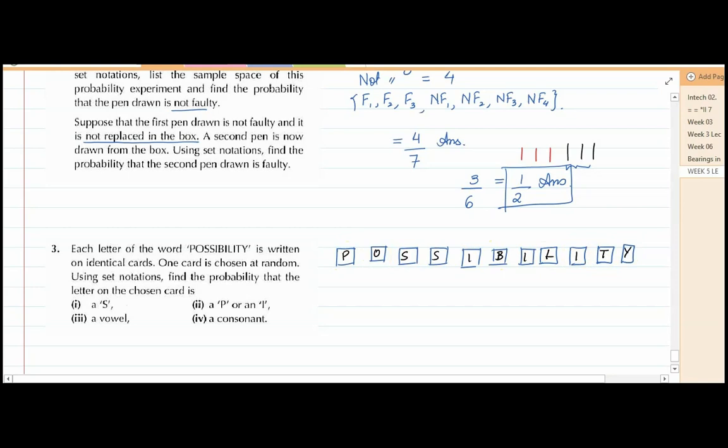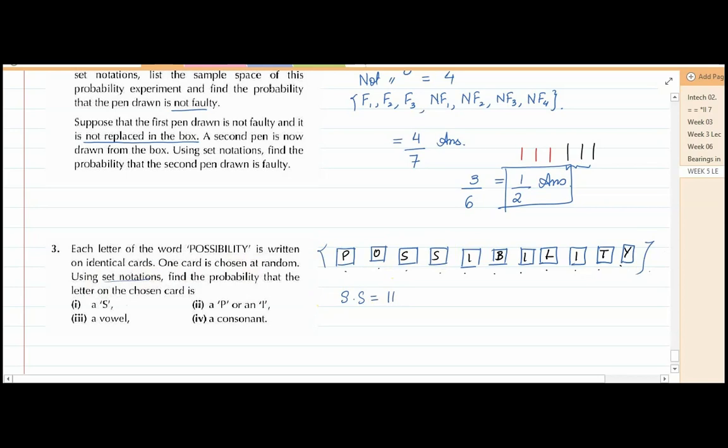One card is chosen at random. Now how many sample space we have? Counted 1 2 3 4 5 6 7 8 9 10 11, right? So the possible outcomes are 11, and we can say that the sample space is 11. Using set notations, you can say that these are your possible outcomes.